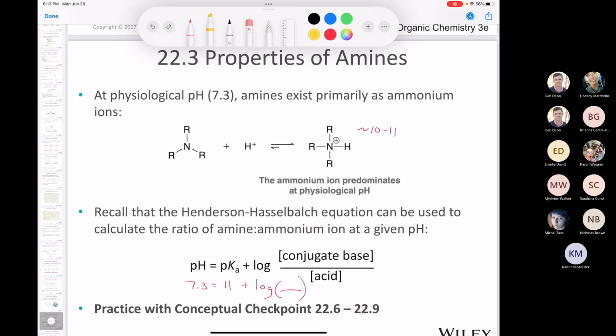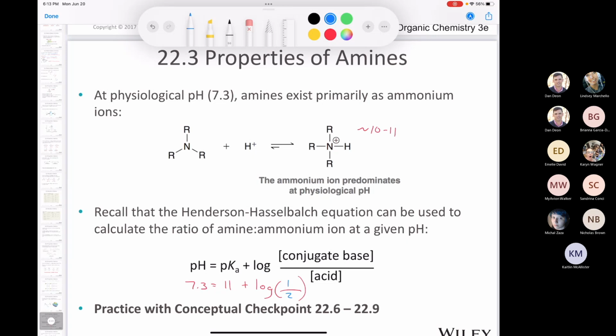In order for this to equal 7.3, you have to have 11 plus a negative number. How do you get a negative number? You have to take the log of a number that is a fraction, something that's less than 1. So let's imagine we just put in the number 1 over 2. If you take 0.5 and you take the log of it, you get negative 0.3.